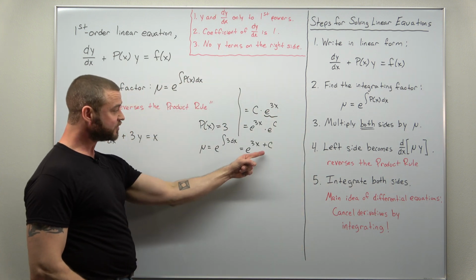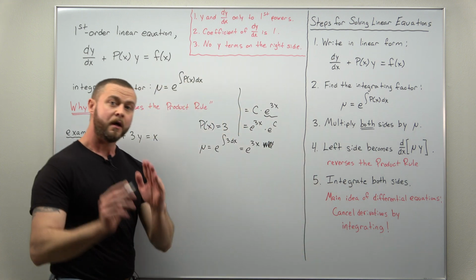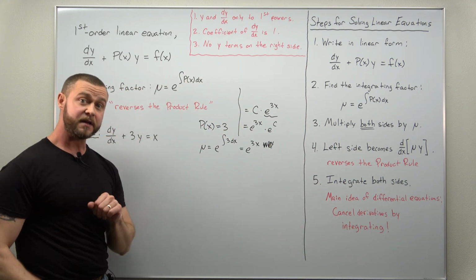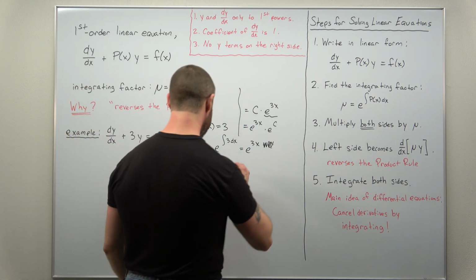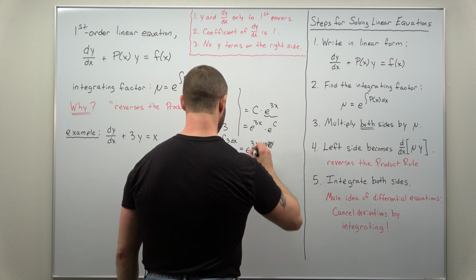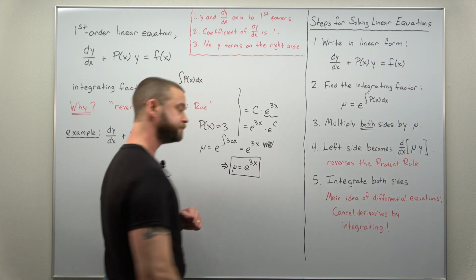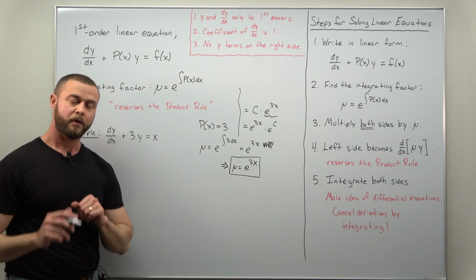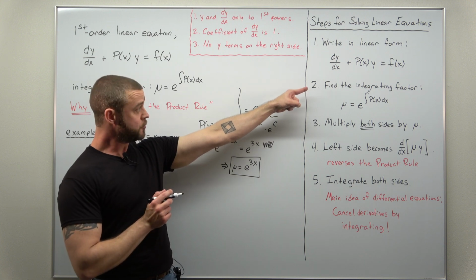So you can basically always forget about the plus c in your formula for the integrating factor. You technically don't need it. So here, we're just going to say the integrating factor, mu, is e to the 3x. All right, so right now, we're all the way through step 2.